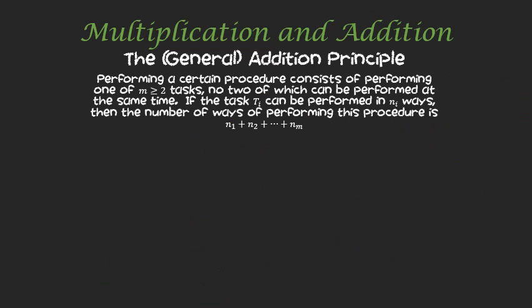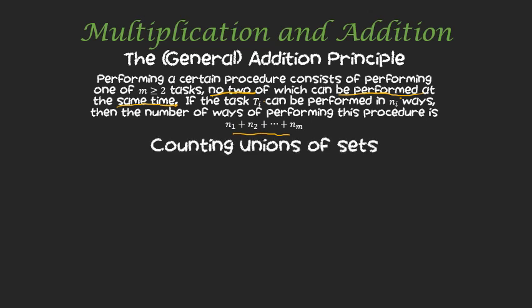So here's the statement of the addition principle. Again, we have a procedure consisting of forming a number of tasks, no 2 of which can be performed at the same time. Again, we'll label them T sub i, and there are n sub i ways to do each task. Now, the key part, which I went over quickly: no 2 of which can be performed at the same time. That's what I was talking about in that last slide. This is saying there's no overlap between tasks. They can't be done simultaneously. And the addition principle is saying, so long as there's no overlap, we just add them all together. So what we're really doing here is counting unions of sets.